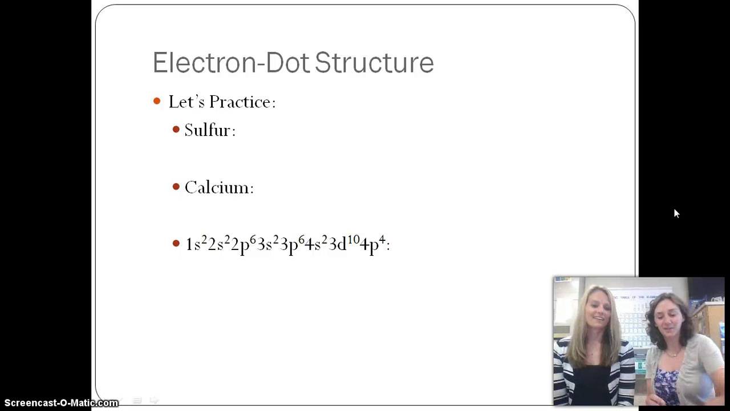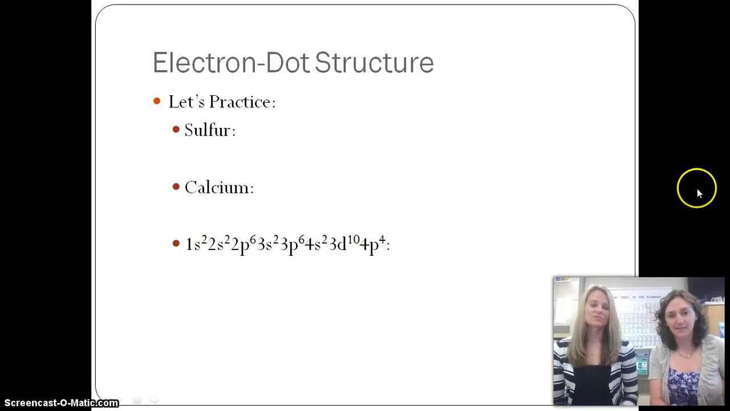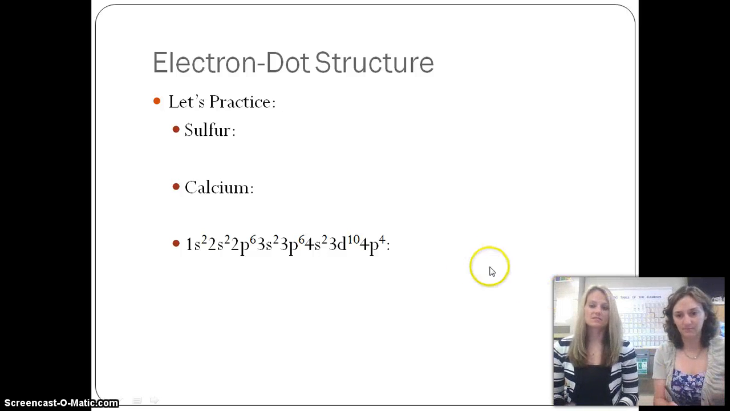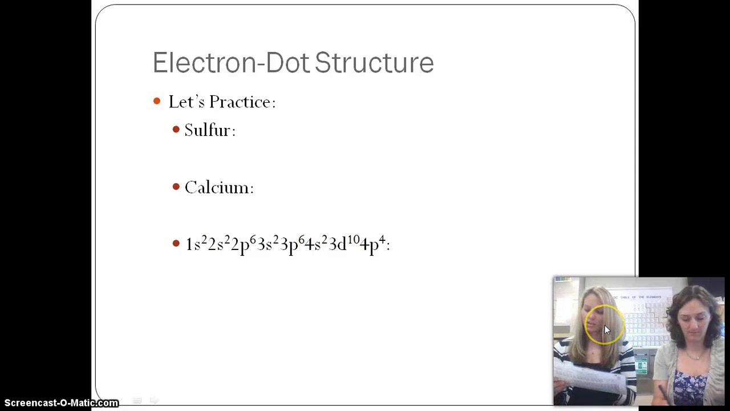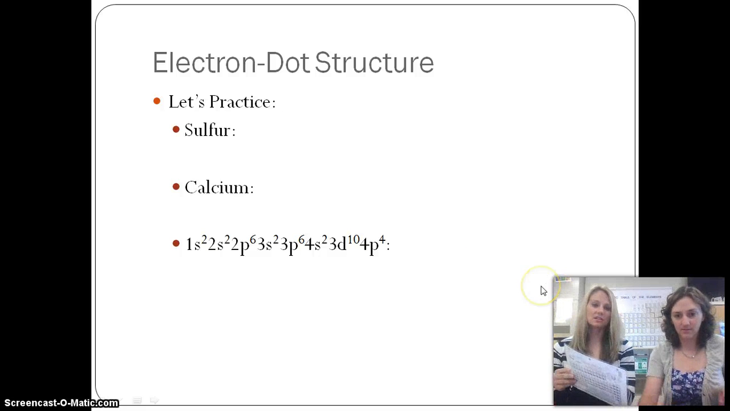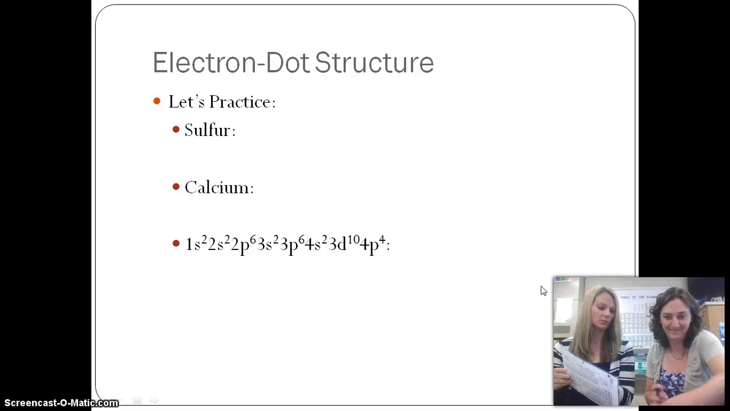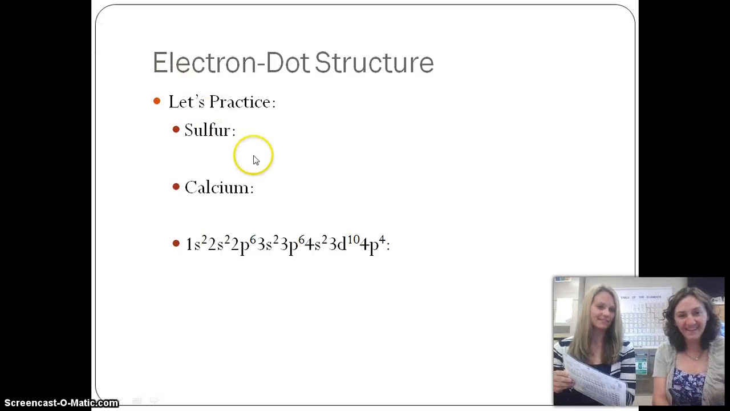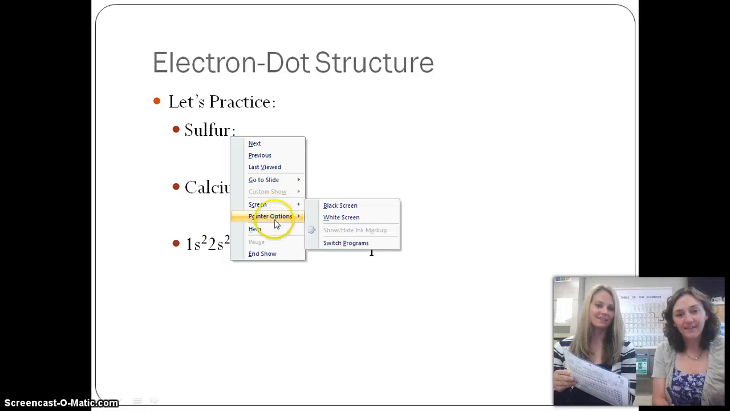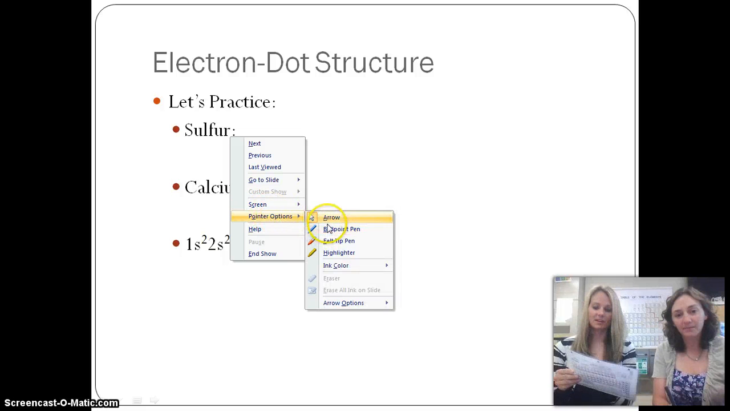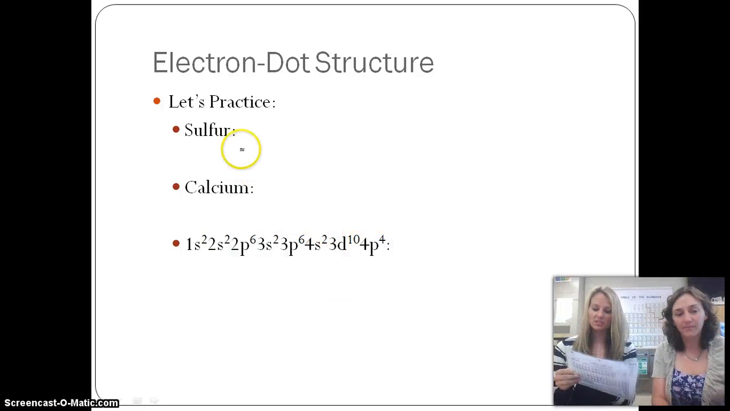Let's practice. Sulfur. We're going to use the chemical symbol of S. Sulfur is in group 16. We're going to drop that tens value. We're left with 6 valence electrons that are going to be in the outermost energy level.